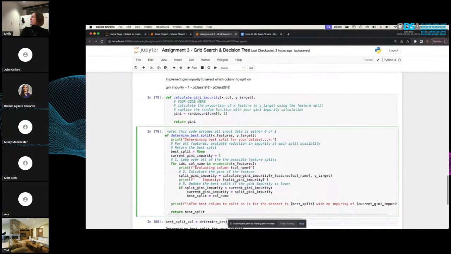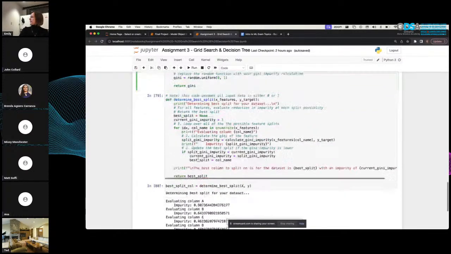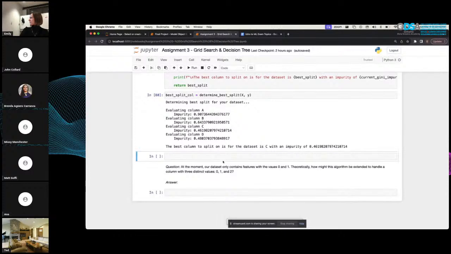But basically it'll pass each column and the Y target to this calculate Gini impurity function, and you need to delete this random function and maybe put in a couple of lines of code in here that'll calculate Gini impurity. This is also very widely searchable on the internet, and I would encourage you to look that up.